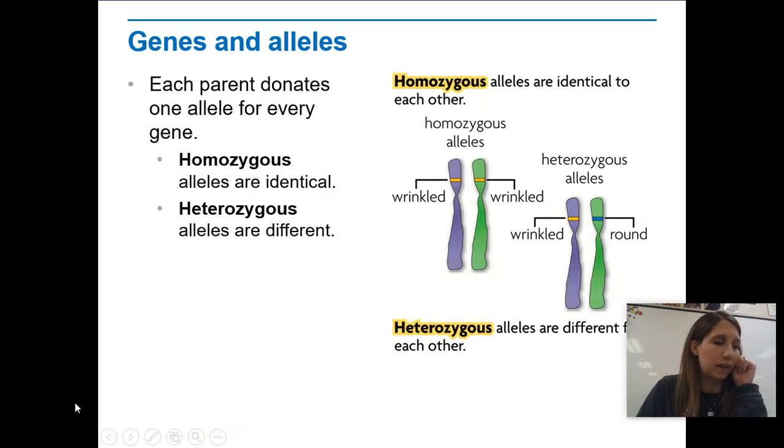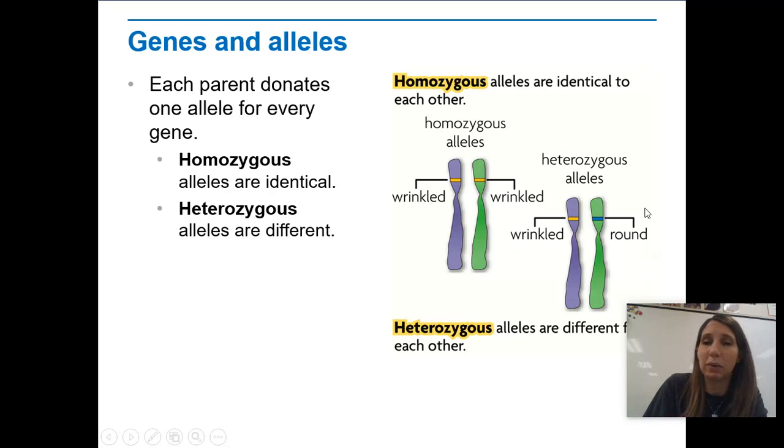So we just talked about the fact that parents only donate one allele for each gene because they only donate one chromosome per homologous pair. And for those alleles, if we have two that are exactly the same, let's say mom and dad actually did pass down the exact same copy of that allele, which would be this scenario here, we call that homozygous, because homo meaning same. These are the same alleles, okay? Heterozygous, on the other hand, is where mom and dad donate two different copies of alleles. So in this case, round is dominant to wrinkled.